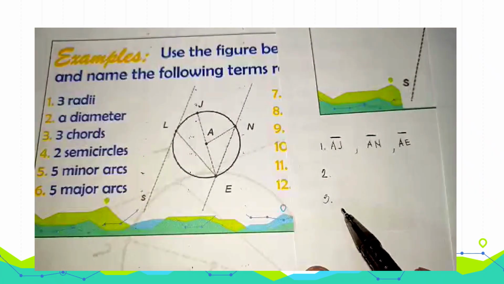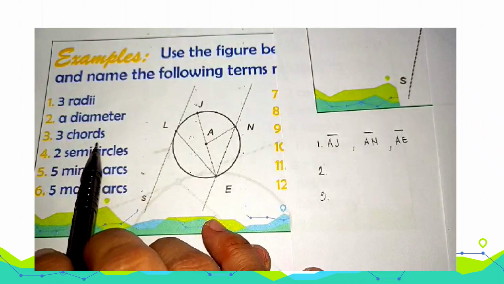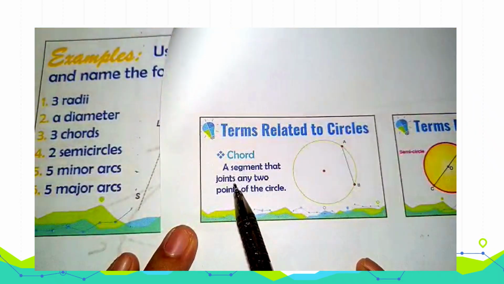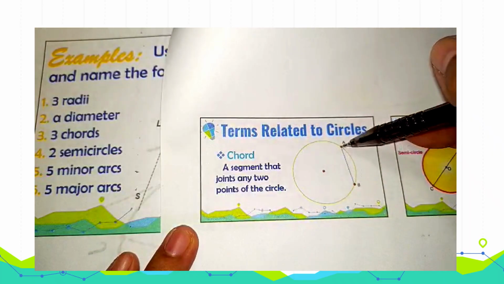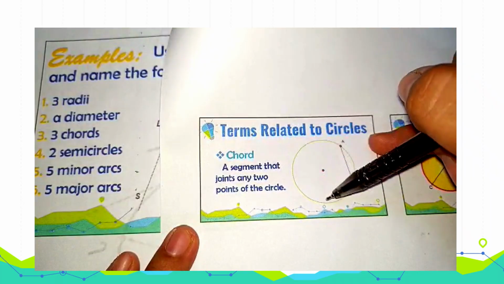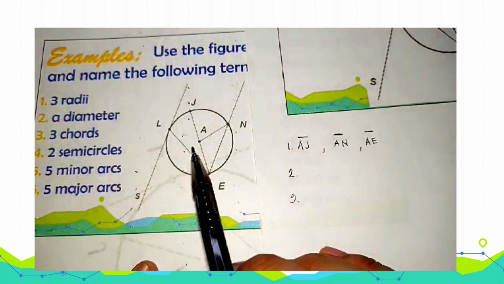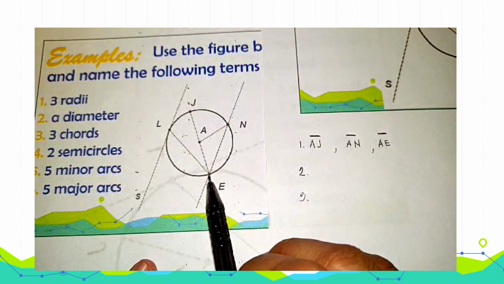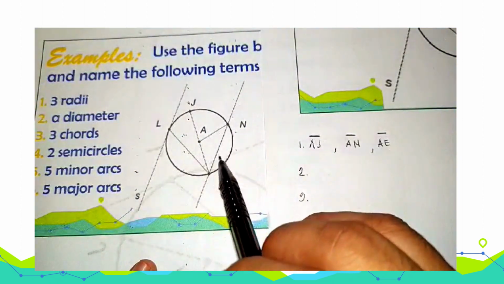I would like to resume with number 3. Name 3 chords. Chords are segments that join any 2 points on the circle. As long as the endpoints of the segment touch the points on the circle, it is considered to be a chord. So from this figure, we will have this chord. The endpoints are on the circle, this chord. The endpoints are on the circle and this chord.